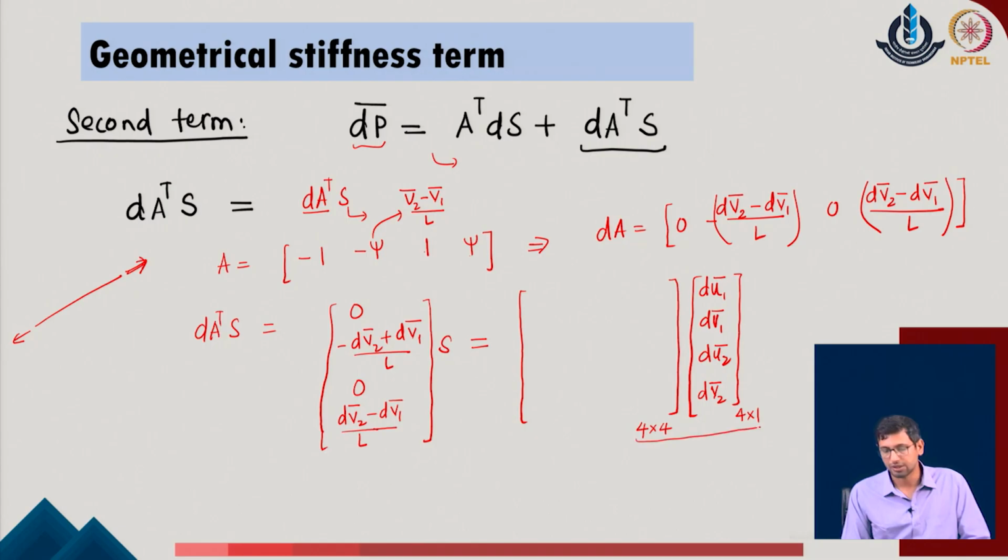If I multiply these two, this should give me the same vector, which is 4 cross 1, in the given system. So my intention is to get some coefficients inside which will eventually give me the same vector, but with du bar as a multiplier in the given system.